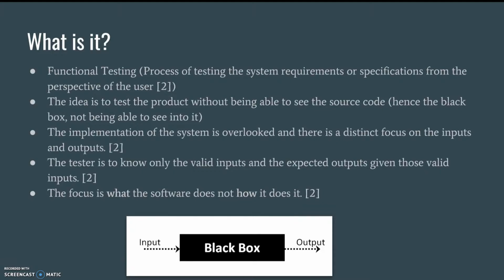Here, in black box testing, we are checking to make sure that the program is functional, or that it meets the given system requirements from the user. We cannot see the source code of the product, but we do know the valid range of inputs and the expected outputs given those inputs. So we overlook the system and focus on those inputs and outputs, hence black box. We cannot see into the box, but we can give it inputs and retrieve the outputs. Here the focus is on what the software does, not how it does it.